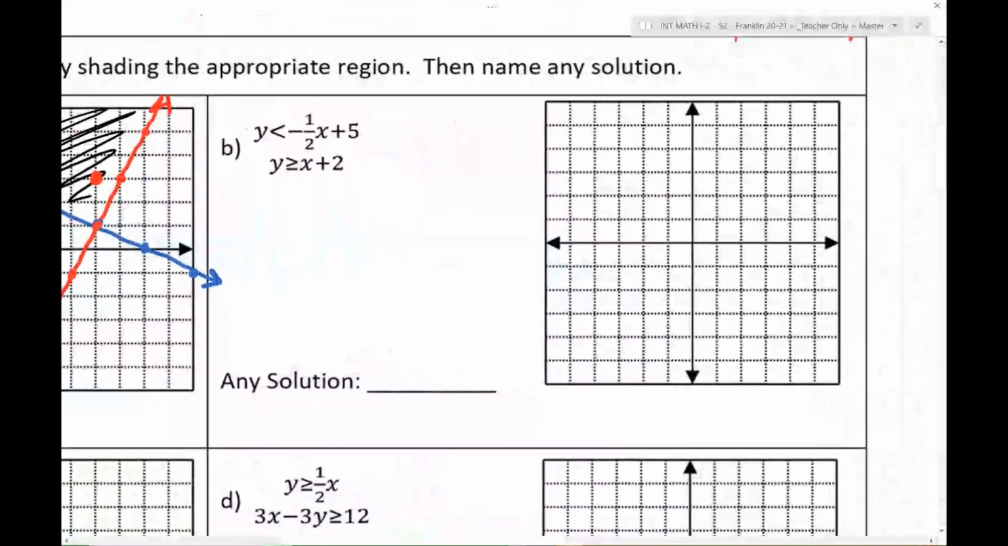Next example, we've got y is less than negative 1/2 x plus 5, and y is greater than or equal to x plus 2. So the first one, y is less than negative 1/2 x plus 5. So up 5, negative 1/2, so down 1, right 2 for the slope, or up 1 and left 2. Now this does not have the equal to bar on the symbol, so we're going to use a dotted line.